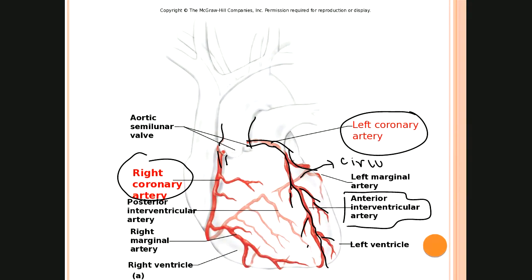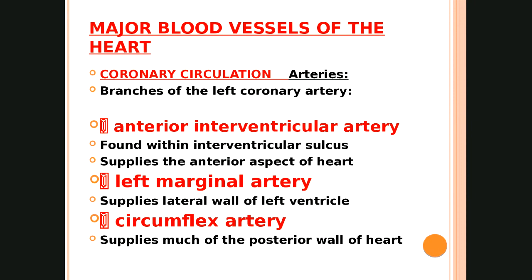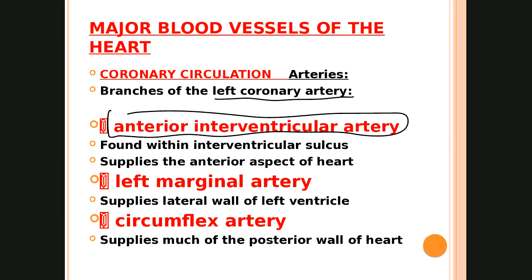It's called circumflex because it travels through the coronary sulcus, and it kind of encircles the heart on the left side, feeding the posterior aspect of the atria and ventricles. So again, on the left side, the left coronary artery is going to split into the anterior interventricular artery and the circumflex artery. We're just going to ignore the left marginal artery because it's not part of the list of vessels you have to know.